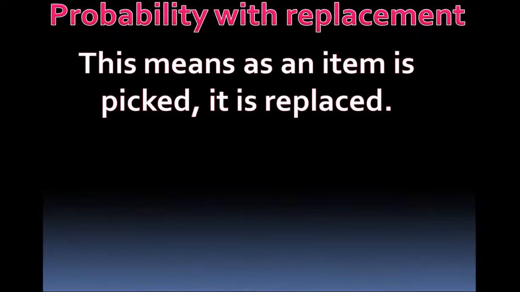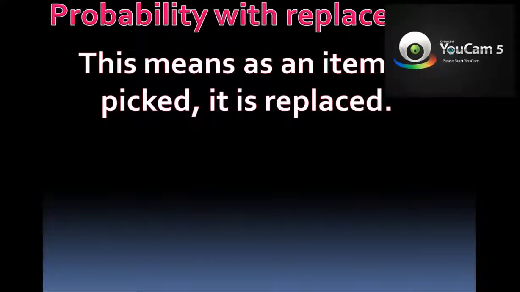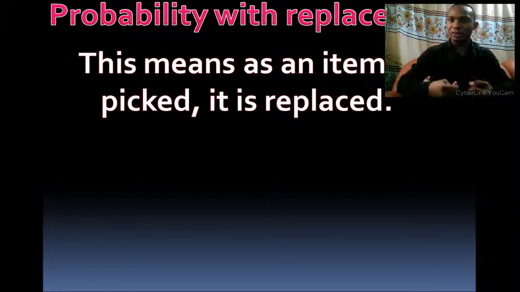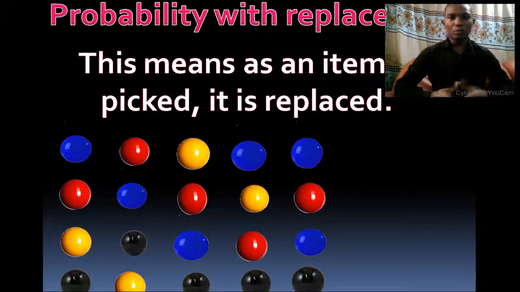Now let's look at probability with replacement. What's the meaning of with replacement? Because we'll be making use of the phrase with replacement in this class. It means as an item is picked, it is replaced. Probability with replacement means that as I pick one item from a box, I replace that item into the box. Now let's look at the balls.